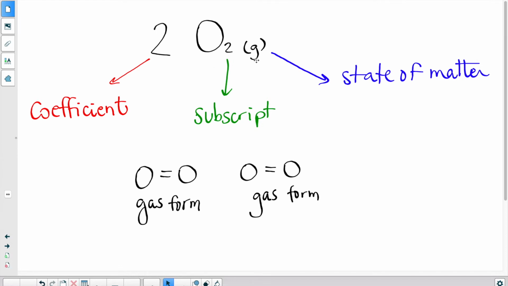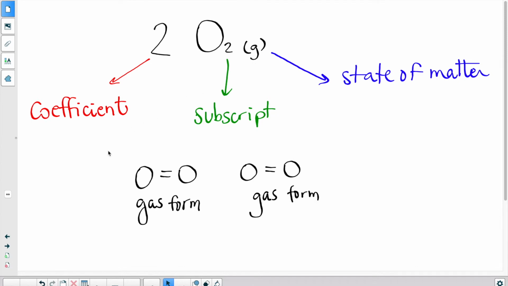My O2 is in the gas form. It says G in brackets, so this is the state of matter. And in front, I have a number 2. So that's called a coefficient. That means I have two molecules of O2. If I was to draw this, I would have O double bond O. So that's one molecule, it's in the gas form, and I would have a second molecule in the gas form as well. So this is the information provided within this whole expression. Two molecules of O2, both of which are in the gas form.